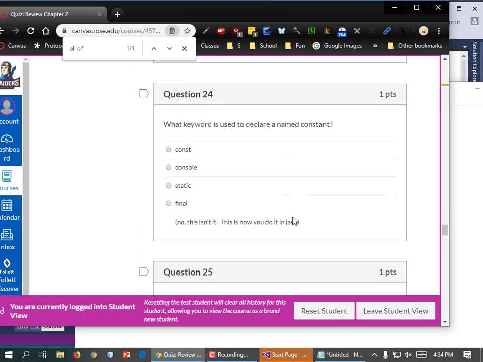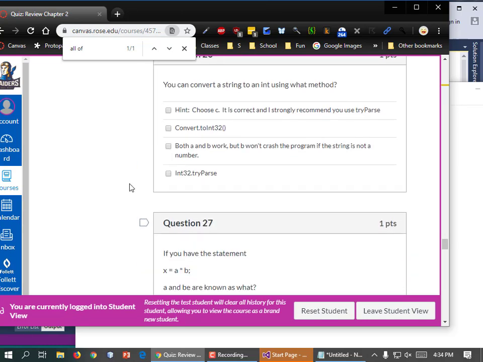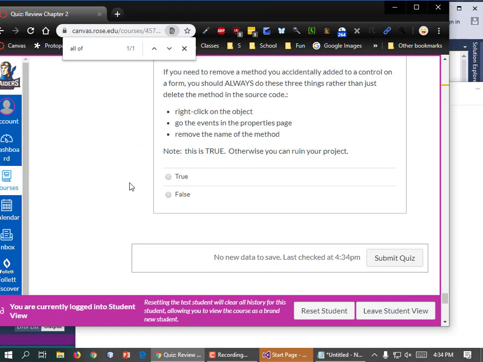Sometimes I give hints. How do you declare a constant? Final? No, this isn't it. This is how you do it in Java. So which of these declares a constant? This is an easy question. Const declares a constant. All right, that's about enough.